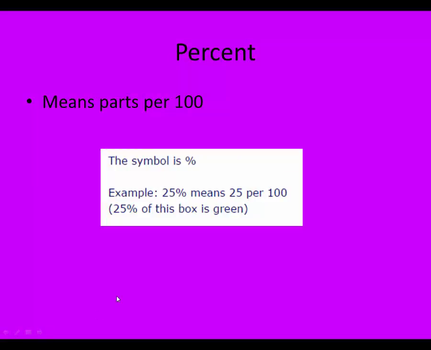All right, the next one is percent, which means part per 100. The symbol is this right here, the two circles with a slash between them. And the example is 25% means 25 per 100. So if 25% of the box is green, that means 25 items in the box are green out of 100.